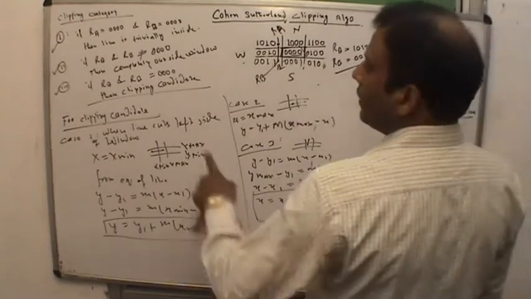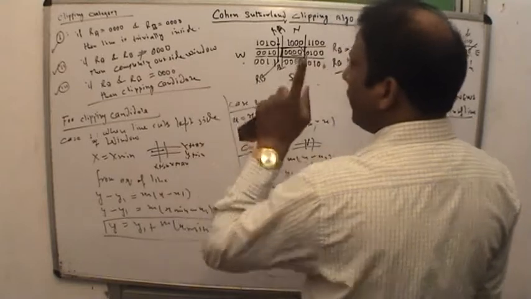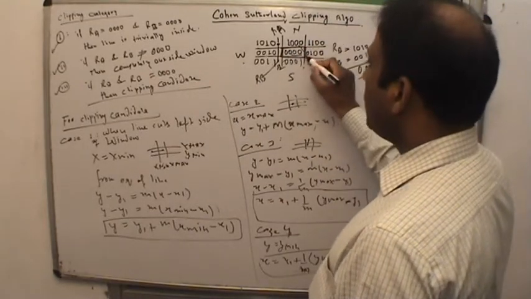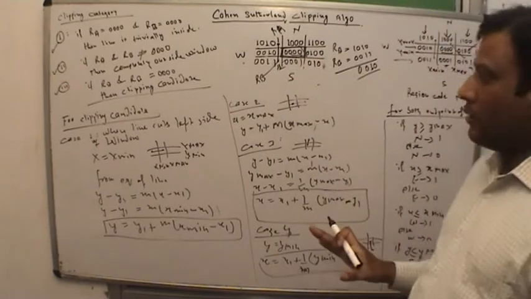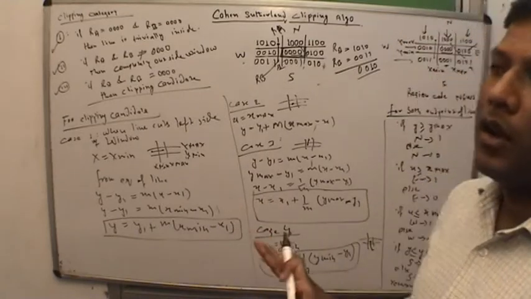So we can say that this line or this object is completely outside the window. This object is completely outside the clipping window, so we cannot cut this line. We cannot crop this line.